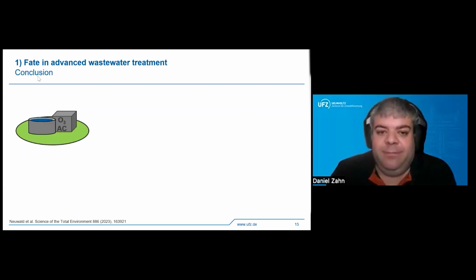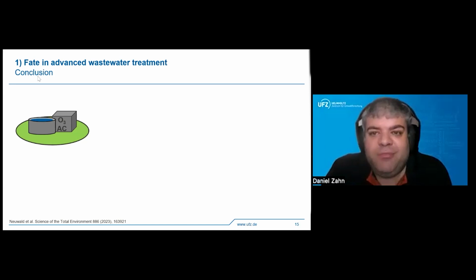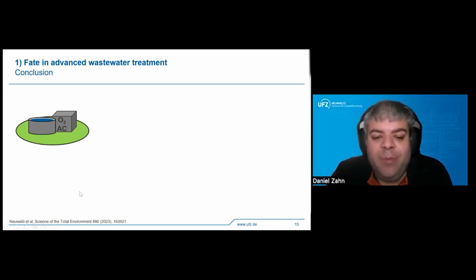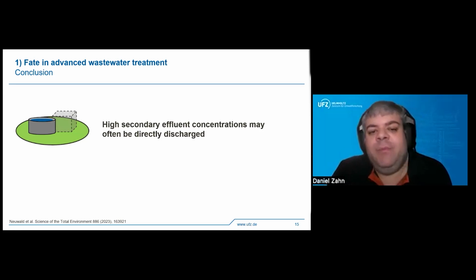Let's sum this up. We discussed for the last 10 minutes our different advanced wastewater treatment technologies and how effective they are or not. But the one important thing we have to keep in mind: they are usually only implemented for large wastewater treatment plants. So in many of the smaller wastewater treatment plants, these high secondary effluent concentrations that we saw will be directly discharged in receiving waters.